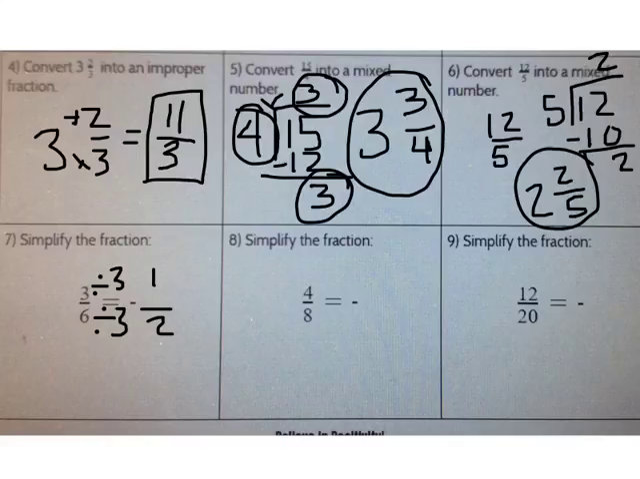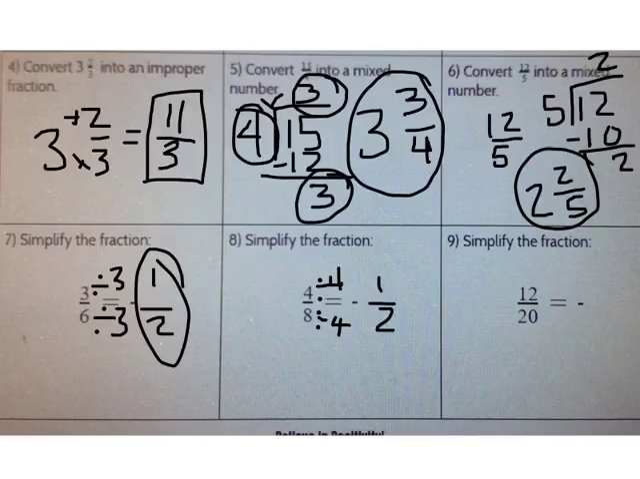What's the greatest number that goes into both 4 and 8? It's 4. 2 would work, but then I'd have to simplify again. What is the simplified fraction for 4/8? It's 1/2.